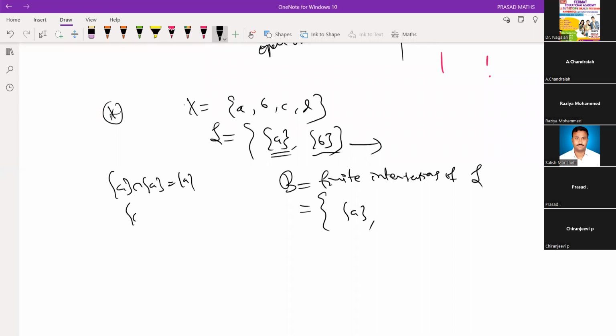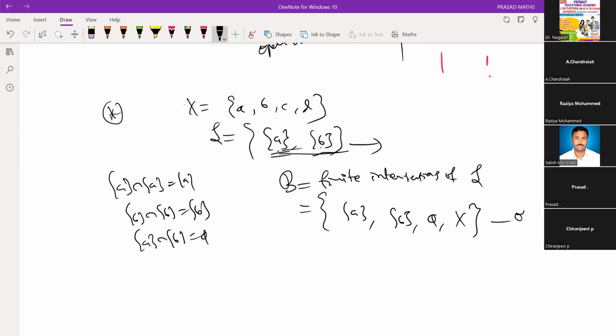Singleton B intersection, singleton B. What is the intersection? Singleton B. Suppose A intersection B. What is the intersection? Empty. Empty intersection. In this form, X, it's an open base. It's an open base for X.